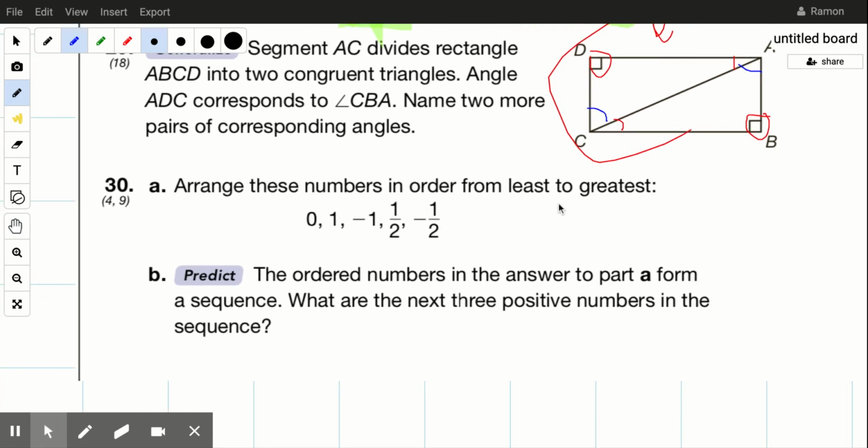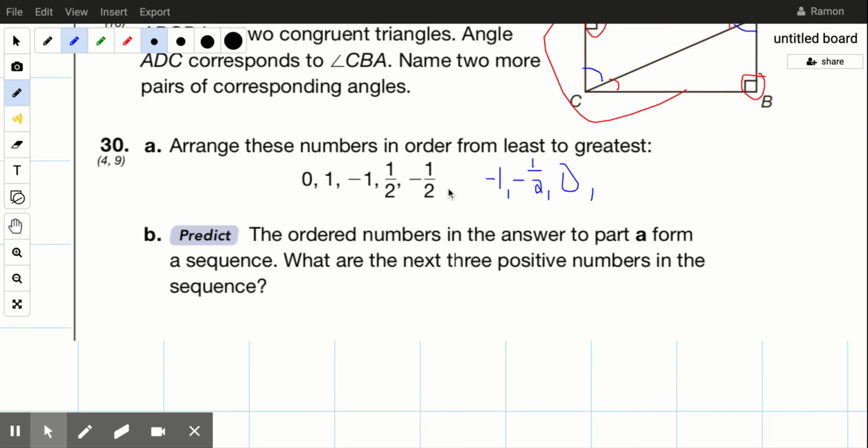30, arrange these numbers in order from least to greatest. We put 0 in the middle. We put all the negative numbers on the left. Keep in mind that when we have negative numbers, the smaller their absolute value, the more value that they have. So if it's actually like -4, that's less than -1. And then once you pass the 0 mark, then obviously, the numbers get bigger.